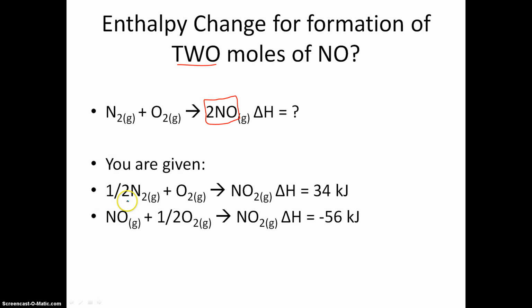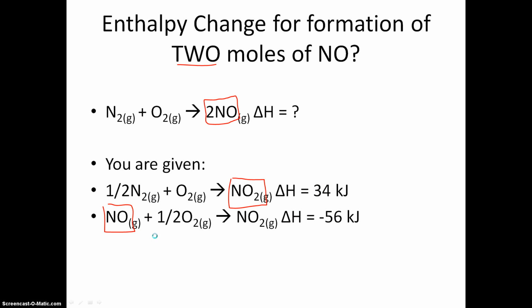First one is half a mole of nitrogen gas plus O2. It gives us NO2, right? And this is not the product that we want, so we know this has to be cancelled out some way. And then we have NO plus half a mole of O2 gives NO2. Now this is the product that we want, nitrogen monoxide, and we want 2 of those. So we know that we're going to have to flip the reaction, so reverse it, and we're going to have to multiply by 2. Now these are the values of delta H that are given for these specific reactions.